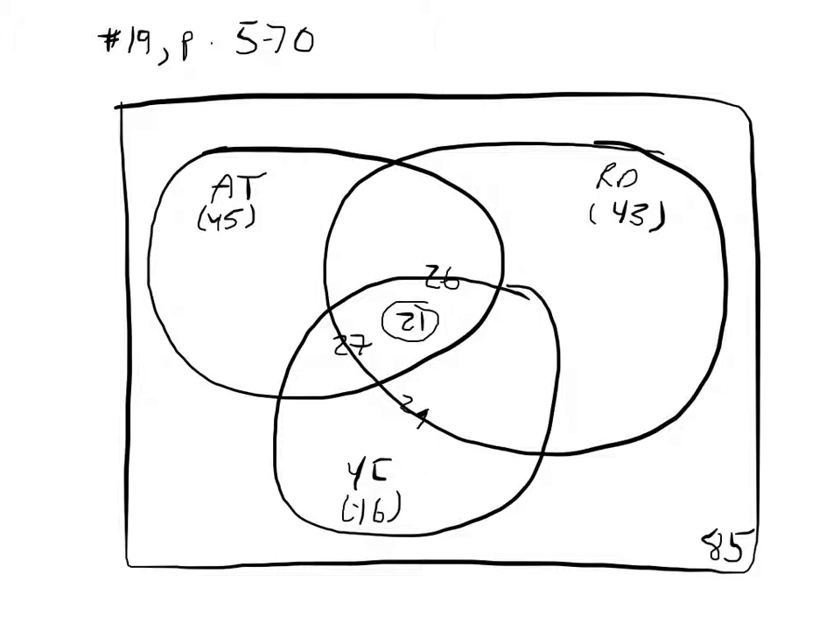So, number 19 on page 570. We're supposed to figure out, we've got a universal set of 85 cars. A parking lot containing 85 cars, and I've got certain features of the cars. I've got 45 cars with automatic transmission, which I'm going to represent as the set AT, and I'm going to put in parentheses there are 45 cars in that set. There are 43 cars with rear-wheel drive, and now I'm indicating in my diagram that automatic transmission and rear-wheel drive overlap. So there's some cars that have both automatic transmission and rear-wheel drive.